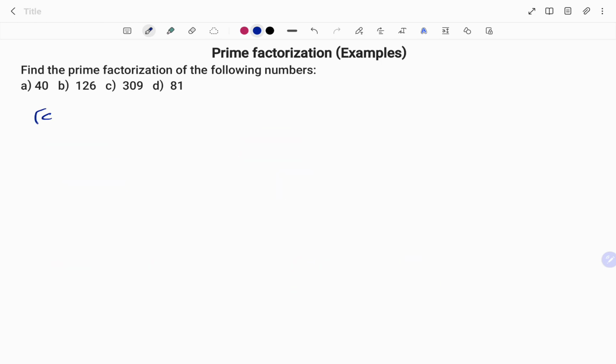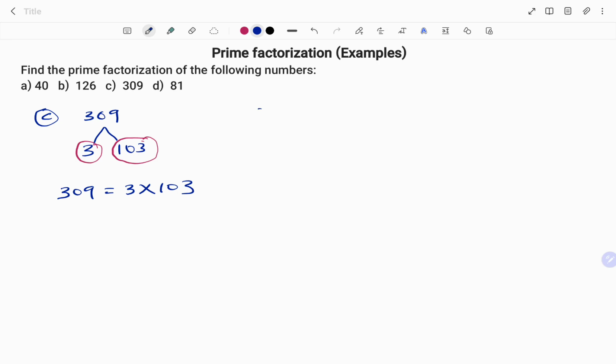Going to my C, I have, find the prime factorization of 309. 309 doesn't end with an even number, so I can't divide it by 2. But I can try 3, which is also a prime number. 3 goes in 309, that will give me 103. If I check, 103 is a prime number. There's nothing, 103 doesn't have any other factor except itself and 1. So writing down the prime factorization of 309, I'm going to have 3 times 103.